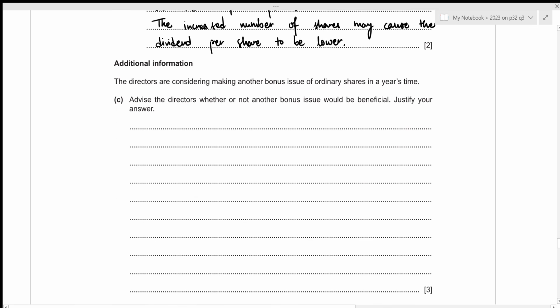Now we are given additional information. The directors are considering making another bonus issue of ordinary shares in a year's time. We need to advise the directors whether or not another bonus issue would be beneficial by justifying our answer. So bonus issue is a way of rewarding our existing shareholders, which means that this bonus issue of ordinary shares might help keep the shareholders happy. Let's write it down. It might help keep shareholders happy.